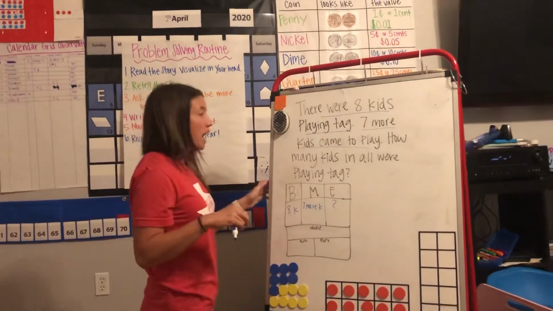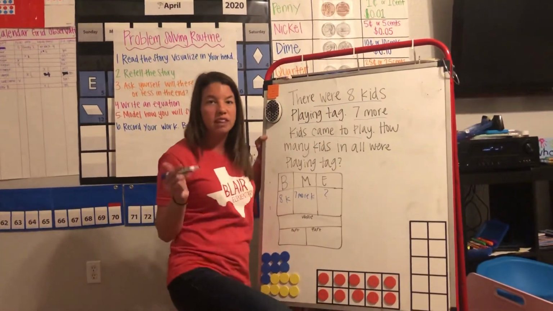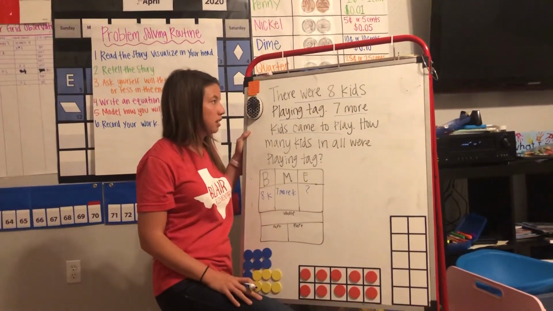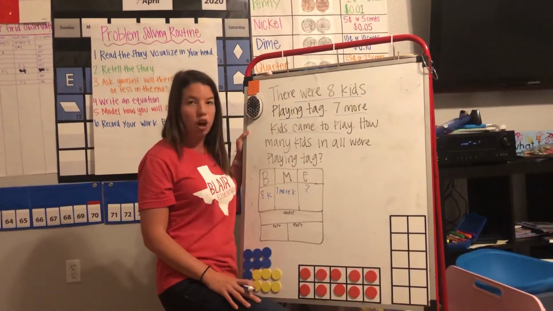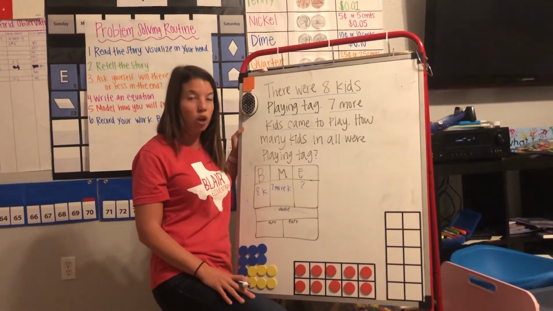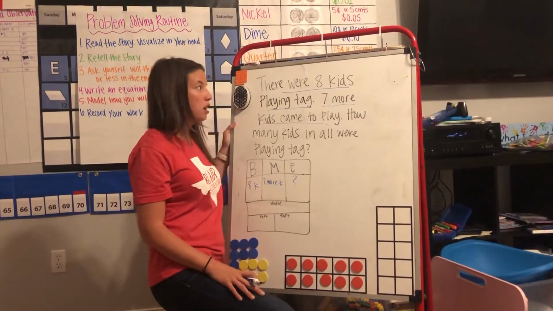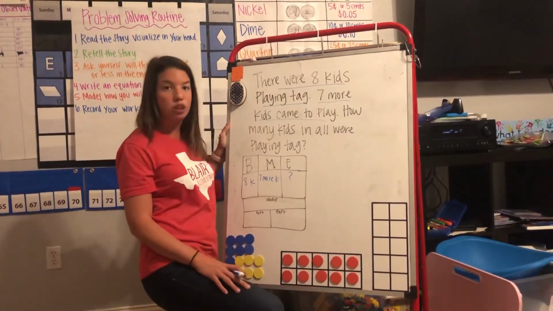Step number 3, we have to ask ourselves a really important question. We have to say, is the end result going to be more or less? So if there's 8 kids at the park and 7 more come, are there going to be more than 8 kids or less than 8 kids? That's right, there's going to be more than 8 kids. So we know that we're going to add.